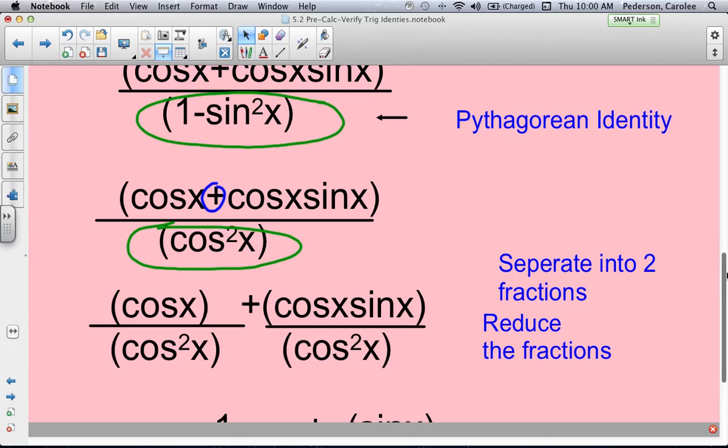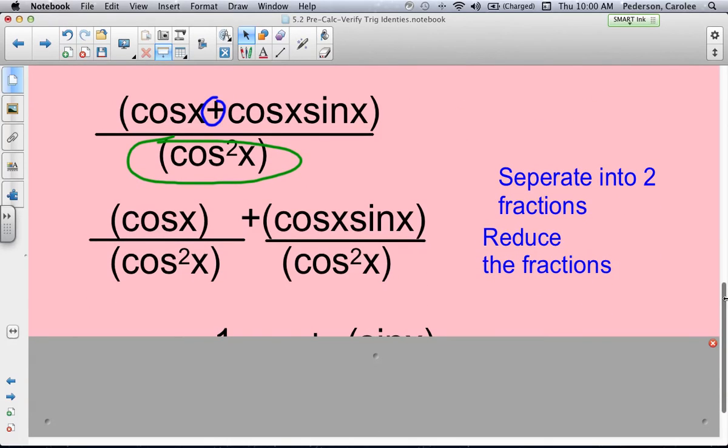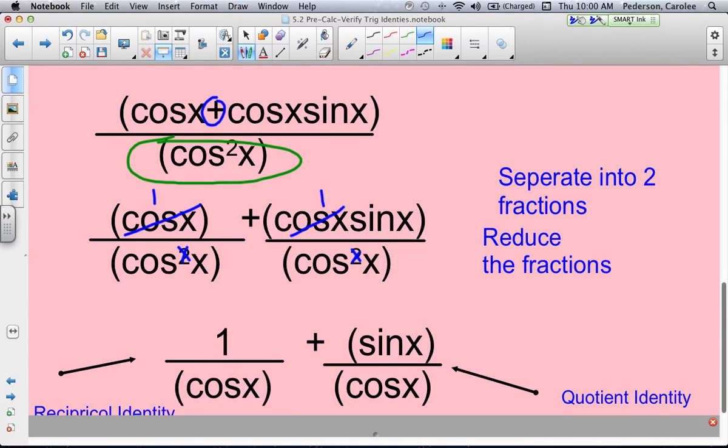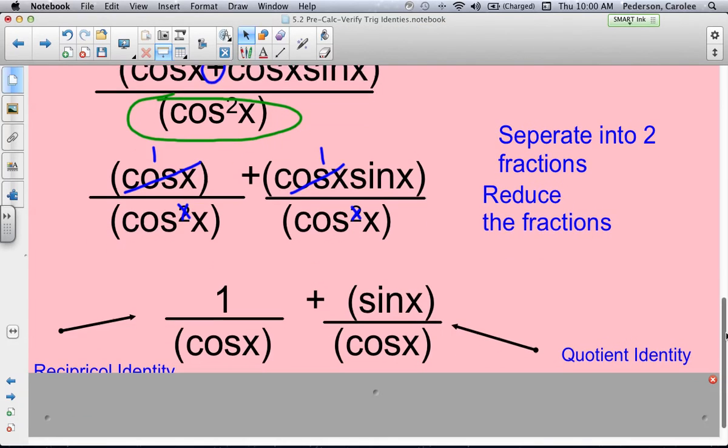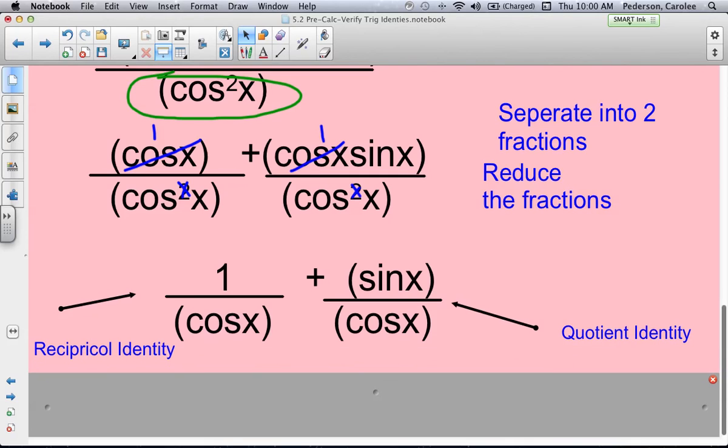What can I cancel from the first fraction? That left-hand side. So if I separate those two fractions out, what cancels in the first fraction, the left one? A nice cosine of x. So if I reduce this by a cosine of x, this is just now a cosine of x, and this becomes a 1. If I go over to the right fraction, I can also cancel a cosine of x out. So now it looks like this.